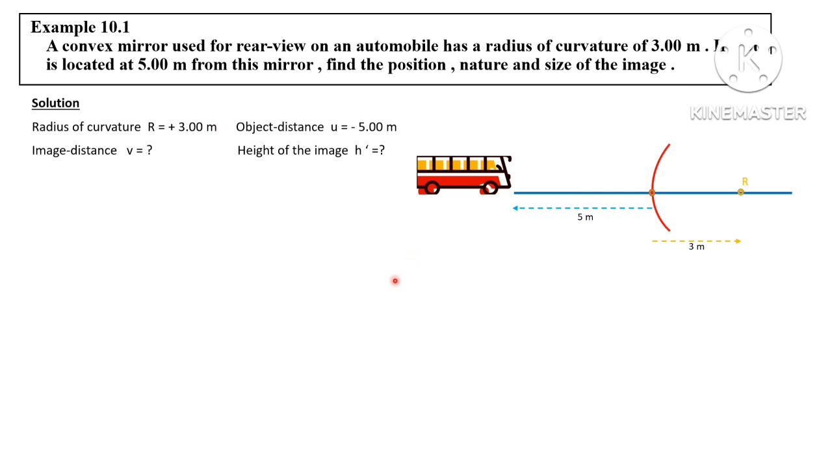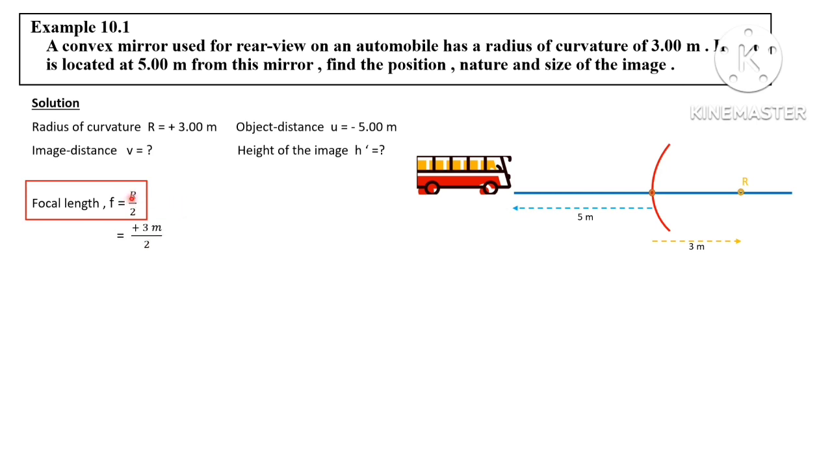So first we can find the image distance v. For this we can consider the mirror formula which uses the term focal length. Okay, so first we have to find the focal length. The equation for focal length is given here, f is equal to R by 2. Okay, you have to learn this by heart.